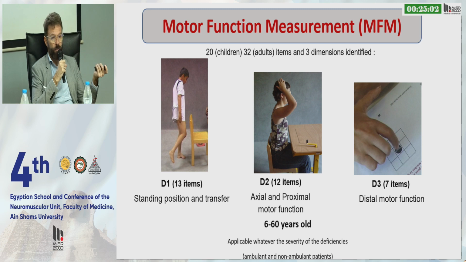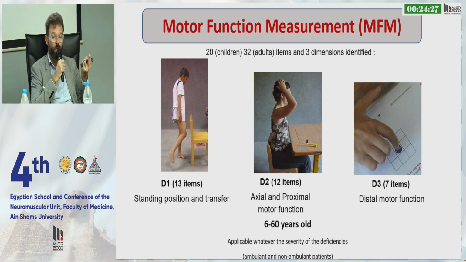The motor function measurement scale. So this is a scale that has been elaborated. It's very detailed because it evaluates 3 dimensions. Dimension 1 evaluates the standing position and the transfer. It's important when you have a disability to know if your patient is able to go from the bed to the wheelchair, etc. Dimension 2 is mainly the evaluation of the axial and proximal function, and dimension 3 is the distal motor function.